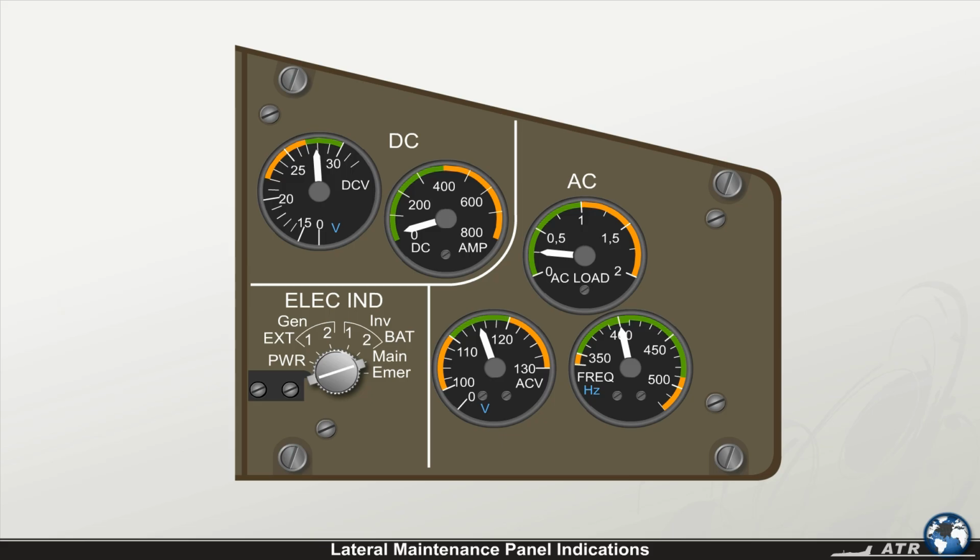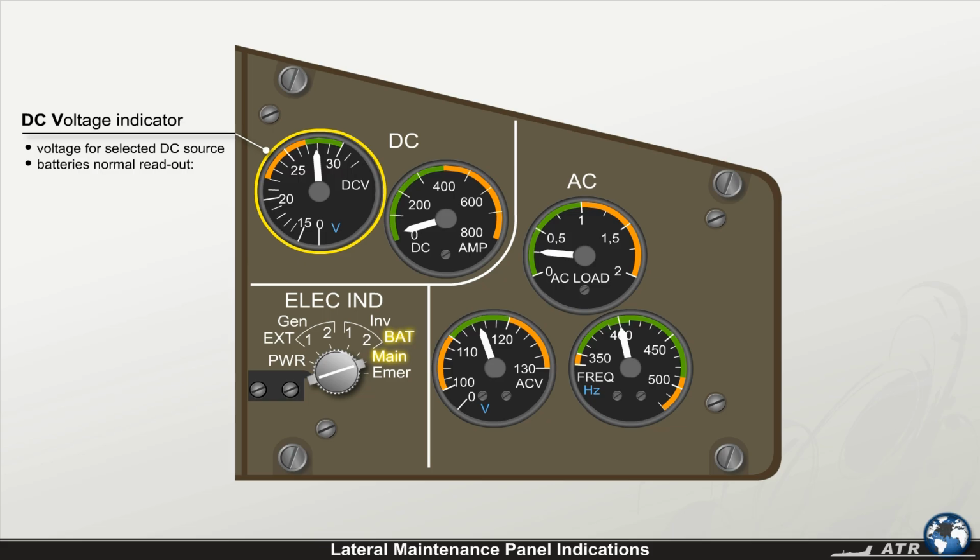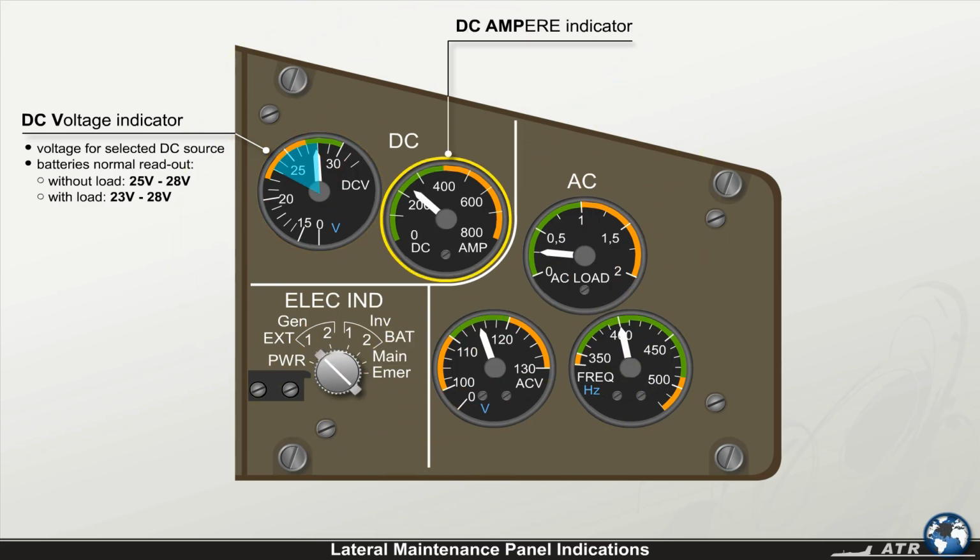At the top left, the DC voltage indicator shows the voltage at the selected pickup point. If you've selected one of the batteries for readout, the normal reading without load is between 25 volt and 28 volt. And if a load is put on the battery, it is between 23 volt and 28 volt. The DC current indicator, DC amp, displays the current that is generated by the source you've chosen via the rotary selector. Under normal conditions, for each generator, less than 300 amps should be indicated.